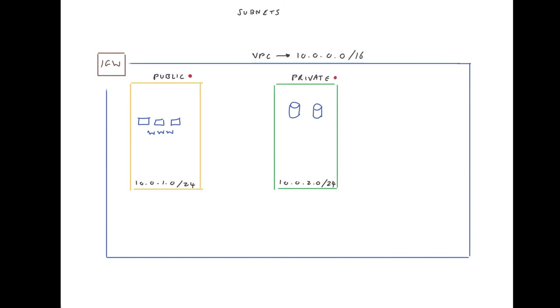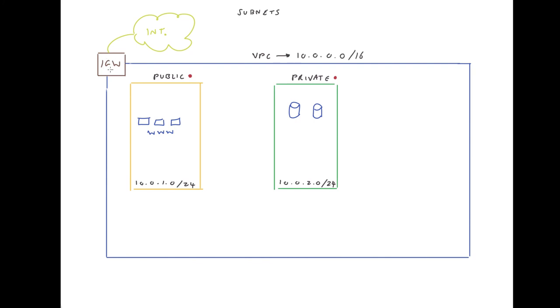IGW for internet gateway. So now we have our internet gateway attached to our VPC. And this internet gateway then also connects out to the internet. So we now have a bridge between our isolated VPC to the internet via the internet gateway, which is managed by AWS.